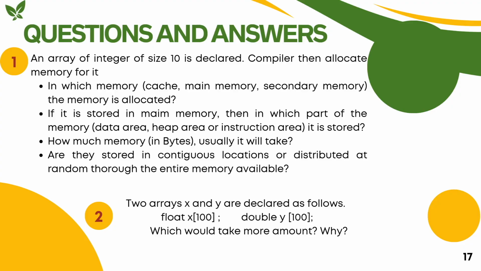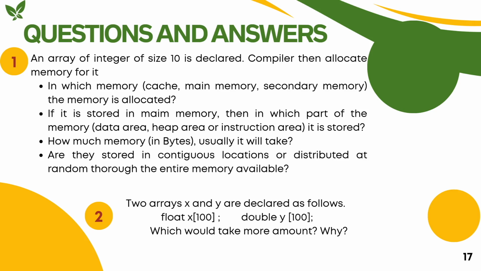Having seen what one dimensional and two dimensional arrays are, how to access arrays, how to initialize them, and how these arrays are positioned in memory, now let us see some of the questions which we could expect on arrays to test our understanding. First, we have an array of integers of size 10 and the compiler will allocate memory for it. In which memory, that is cache, main or secondary memory, will the memory be allocated?